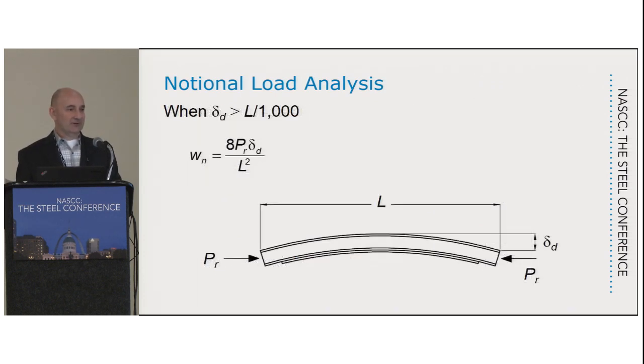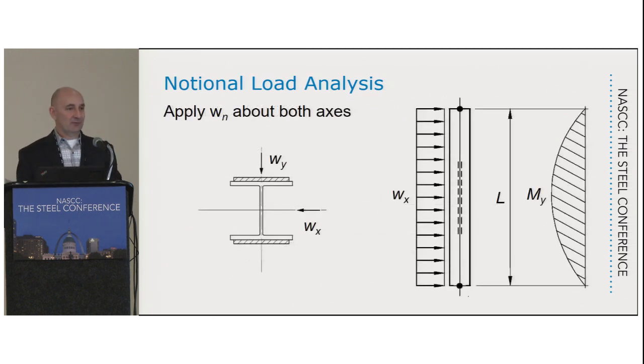If your out of straightness exceeds the value in the Code of Standard Practice, you can use this slightly more complicated equation that has P sub R in there also. It's got 8 times P sub R times delta sub D, which is the out of straightness after welding, divided by L squared this time instead of just L. So both of those values are going to give you fairly small loads. So what I typically do is I'll apply those loads about both the X and the Y axis. And of course, you're going to end up with a moment diagram that looks something like this about both axes.